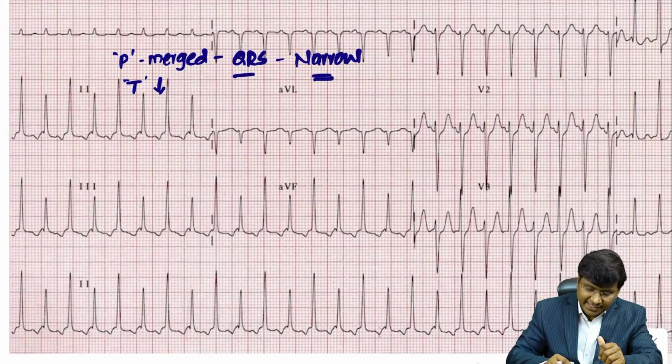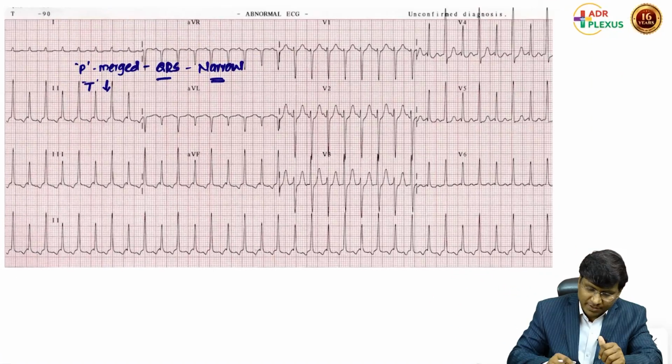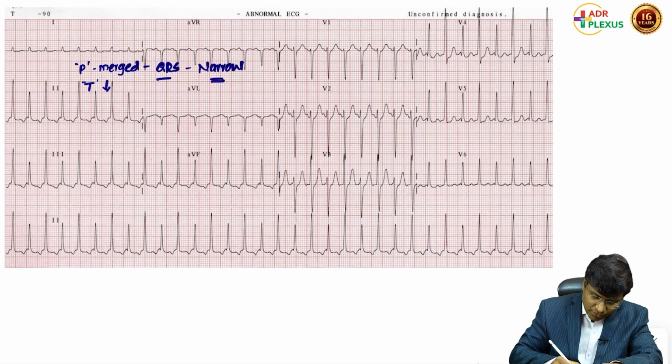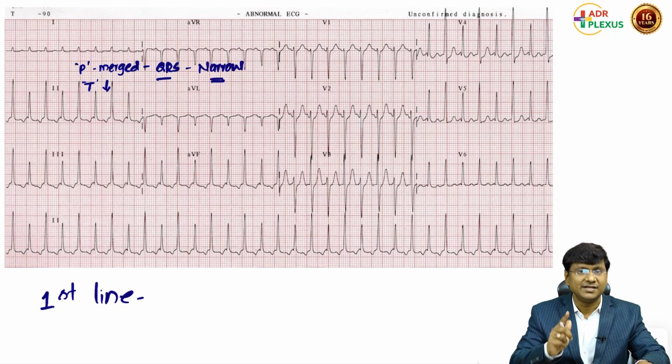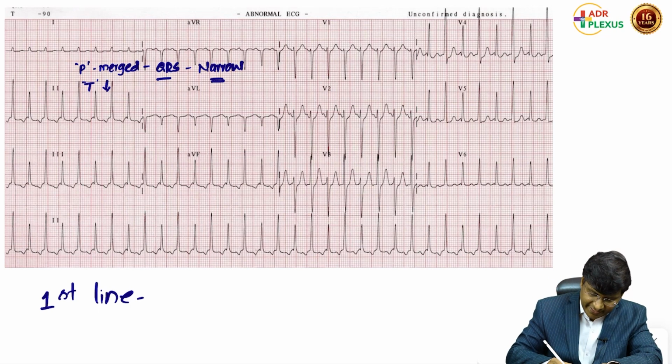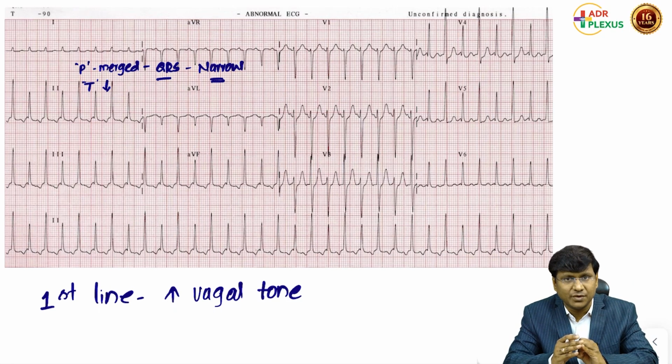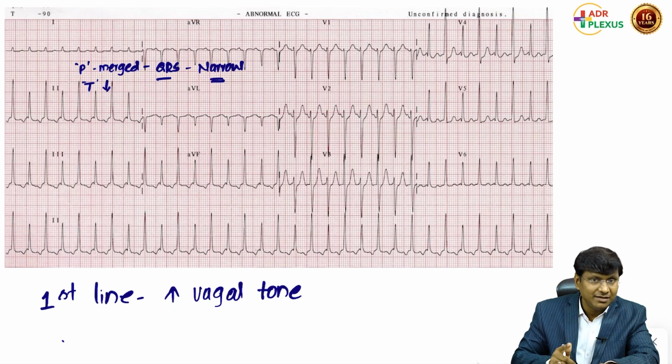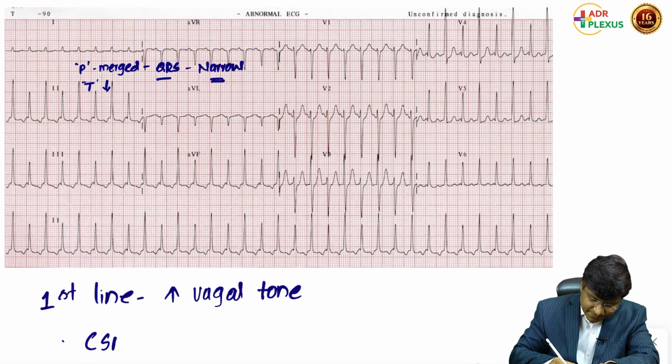Now, how do you treat these patients with paroxysmal supraventricular tachycardia? The first line treatment that you will give in case of the PSVT is the stimulation of the vagus. So you need to increase the vagal tone. Now, what are the various ways by which you can activate the vagus or increase the vagal tone? Number one is the carotid sinus massage.